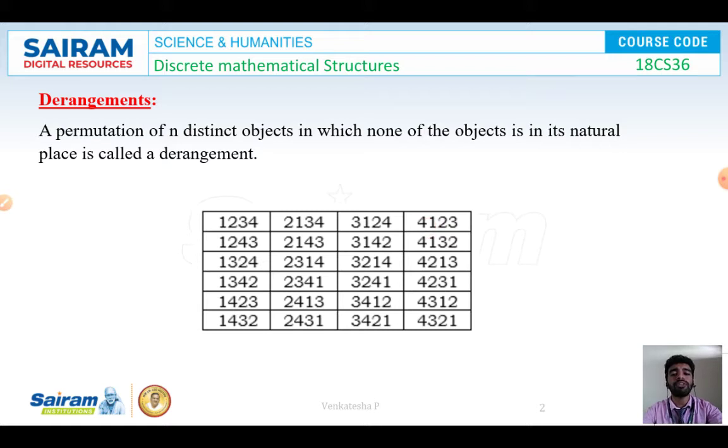Why? We can observe that here none of the numbers is in its natural place when compared with 1, 2, 3, 4. Similarly, we can find the derangements for any number of objects, and this table contains the derangements for 1, 2, 4, 3; 1, 3, 2, 4; 1, 3, 4, 2; 1, 4, 2, 3; 1, 4, 3, 2, like this.